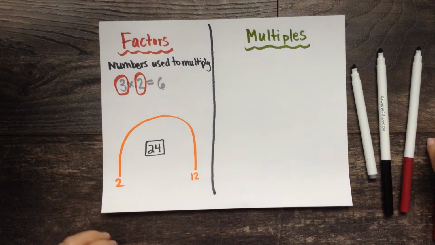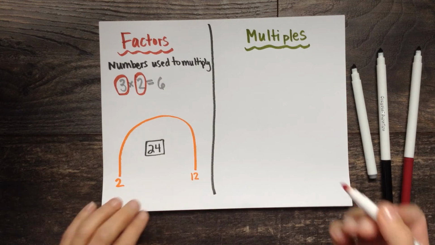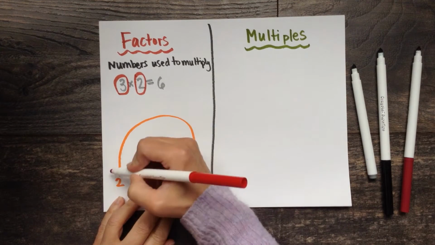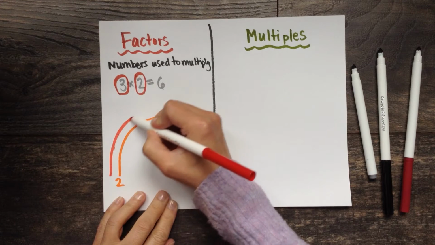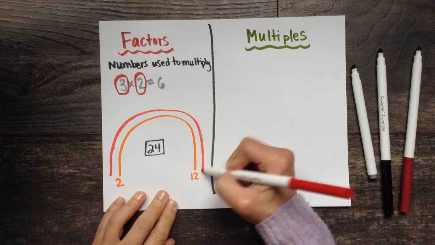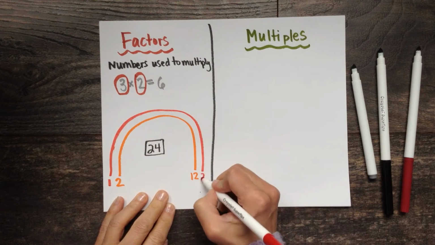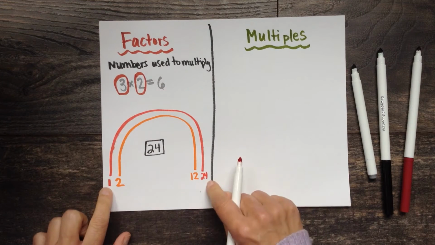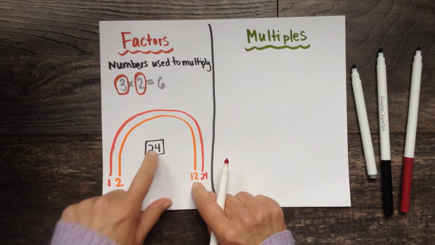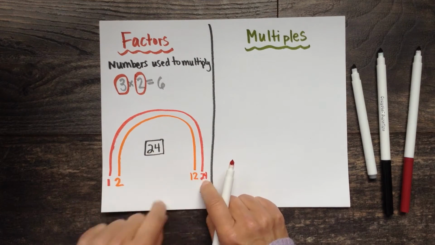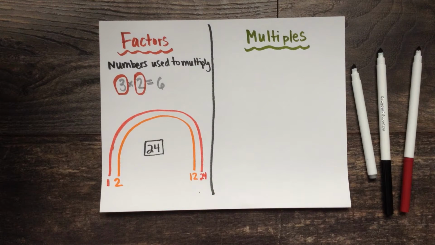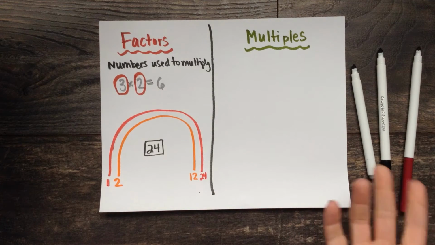Makes me think of the obvious answer I completely forgot to put in here. I'm going to add an extra part to my rainbow. That's why I started here. A 1 and 24. So 1 times 24 equals 24, 2 times 12 equals 24. So we have definitely some factors here. Can you think of another one? Does anybody else think of another one?